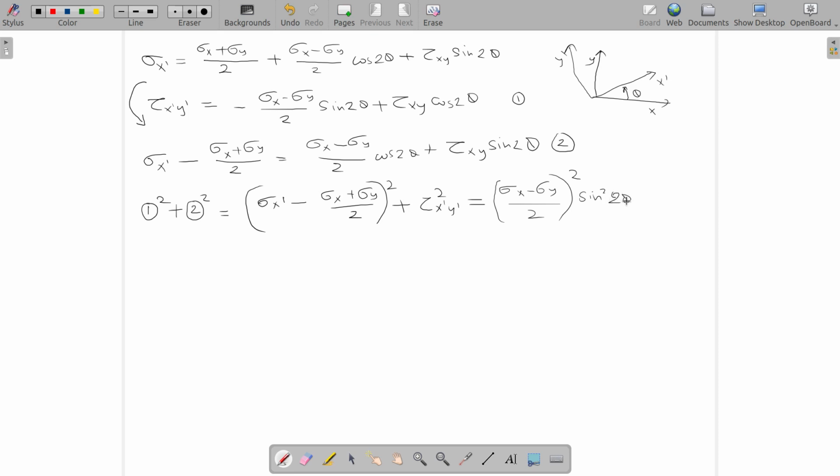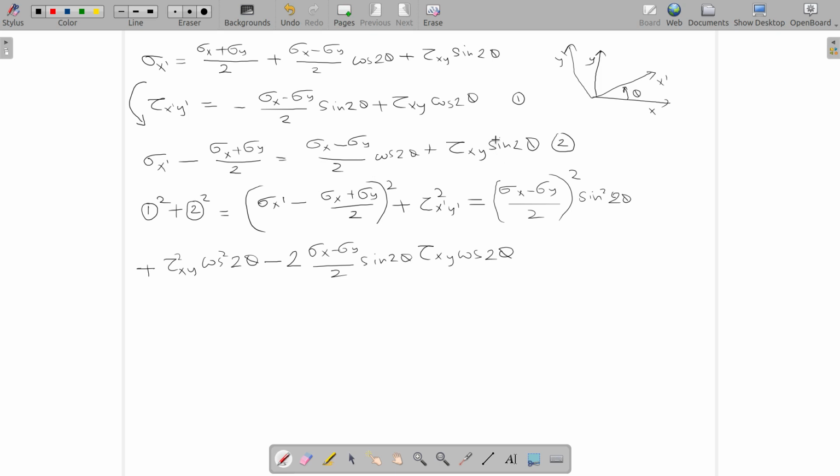sine square 2 theta plus tau xy square cos square 2 theta plus 2ab. Negative sign is here. 2ab means a is this part, sigma x minus sigma y by 2, sine 2 theta tau xy cos 2 theta.